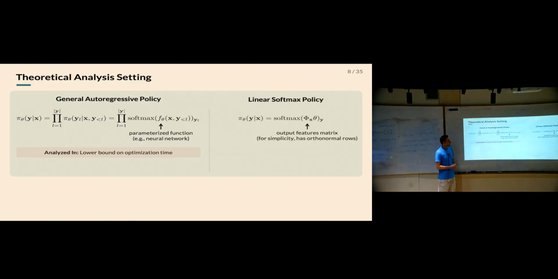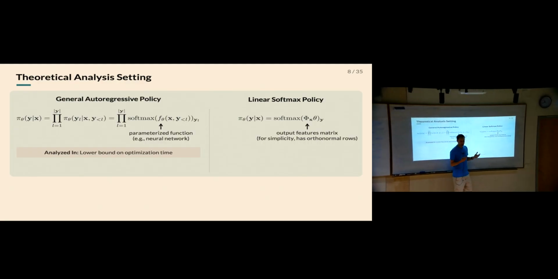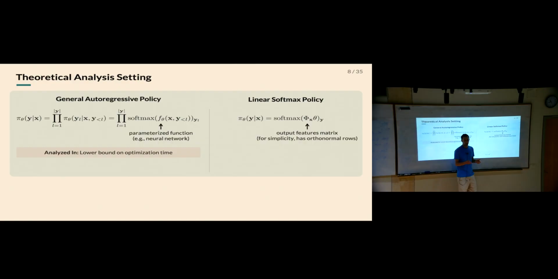The other class of policies that we're going to consider is a more simplified one, what is sometimes known as a linear softmax policy. What it means is that the logit of an output y is just a linear function of some feature vector. So each output is associated with a feature vector. This matrix phi contains rows, and each row is a feature vector for an output. And then you just take a softmax of the logits and you get your probabilities. Okay? So it's a simplified model.